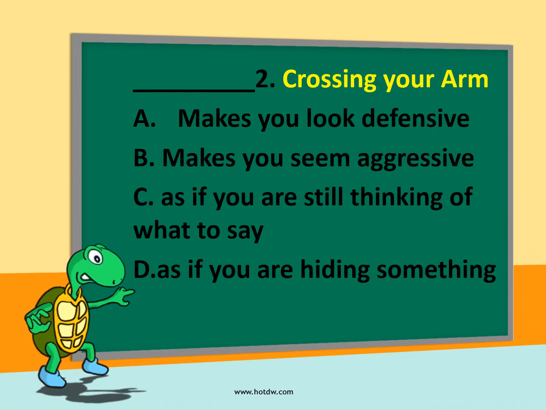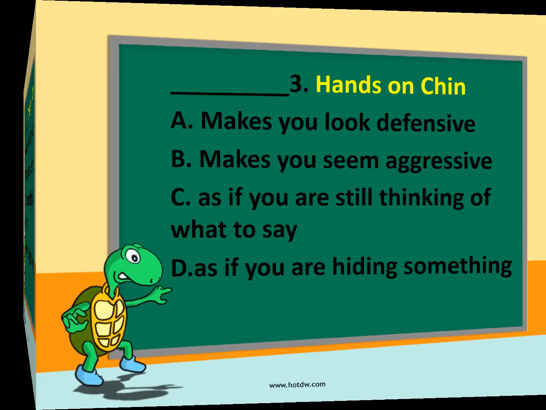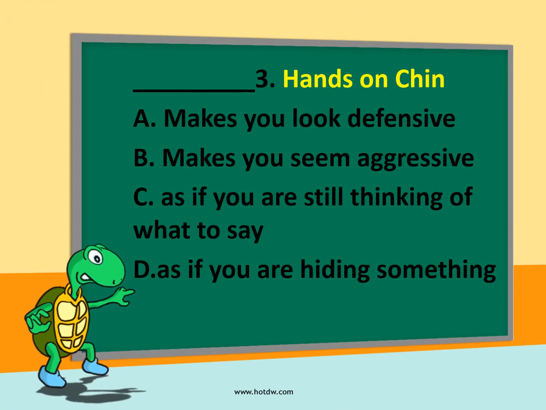Number 2. Crossing your arms. A. Makes you look defensive. B. Makes you seem aggressive. C. As if you are still thinking of what to say. Letter D. As if you are hiding something. Number 3. Hands on chin. A. Makes you look defensive. B. Makes you seem aggressive. C. As if you are still thinking of what to say. Letter D. As if you are hiding something.